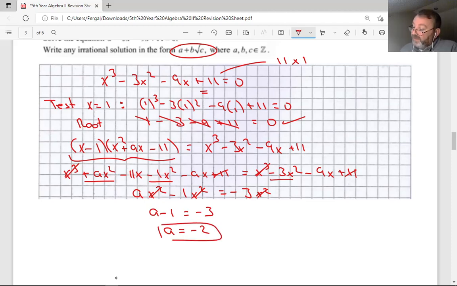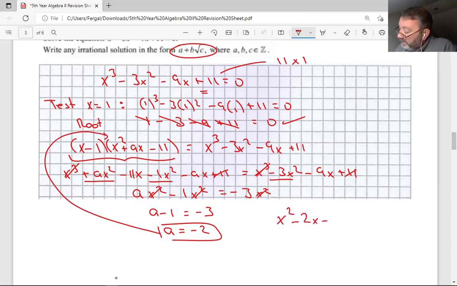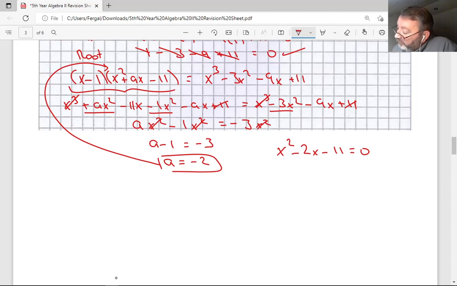Okay, so bring it back to the quadratic we're looking for. This one here. So bring that back all the way to this quadratic. Shove it in for A, and you get x squared minus 2x minus 11 is equal to 0. And then you have to use the minus b formula. No way around it. So a is 1, b is minus 2, c is minus 11.